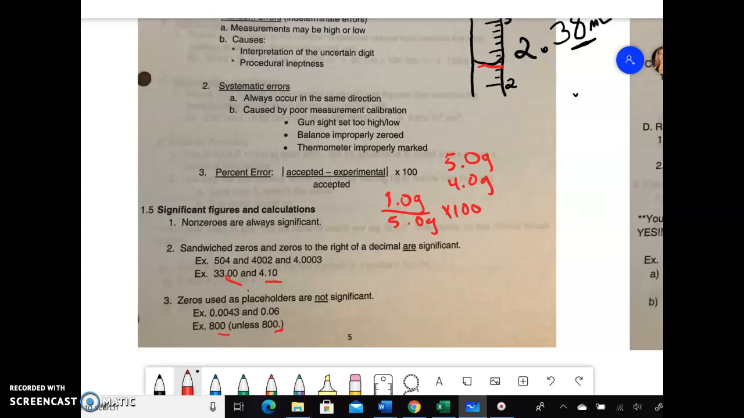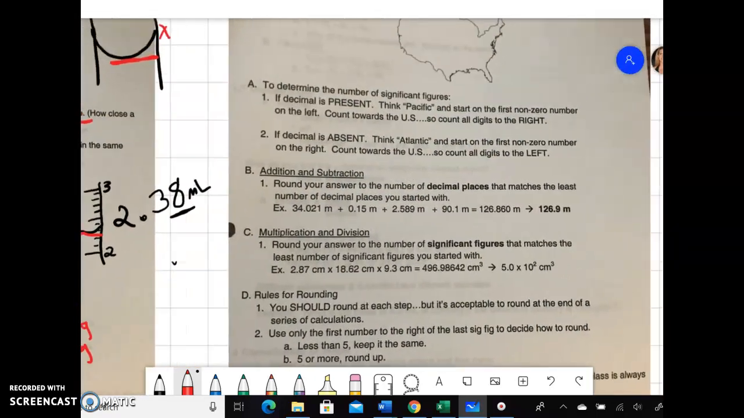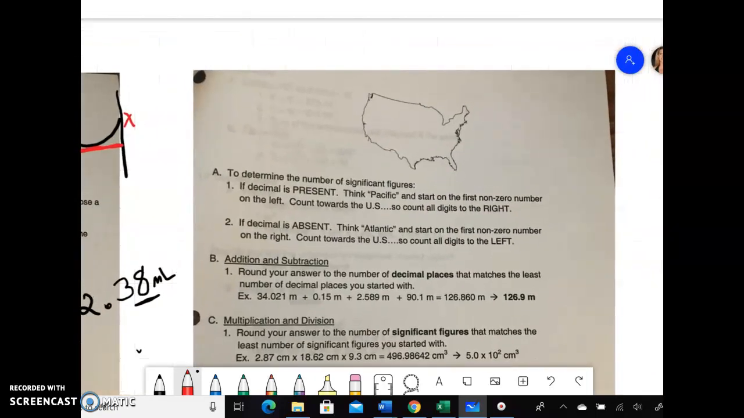And at this point, you're probably like, oh my gosh, what is she talking about? I don't understand sig figs. Let me show you up here. So this is what my AP chemistry teacher taught me in high school, and it worked for me. So it's just a little trick. If you picture the United States, and you have the Atlantic Ocean on the right and the Pacific Ocean on the left, or east and west, whatever. So what you can do is think of A for absent and put it on the Atlantic Ocean side, and P for present and put it on the Pacific side. And when I say absent and present, I'm talking about the decimal itself.